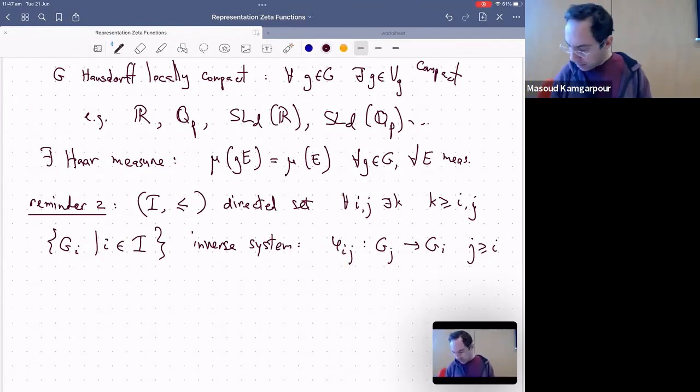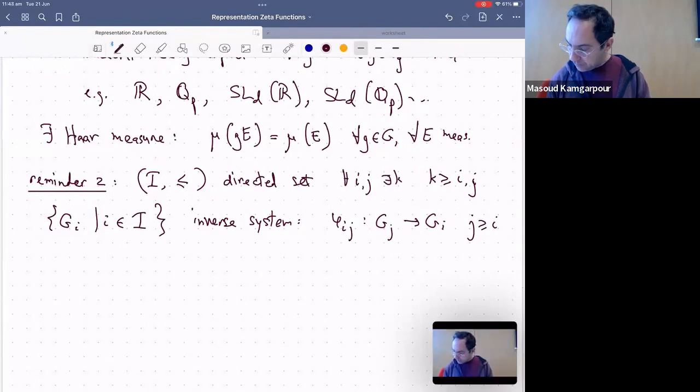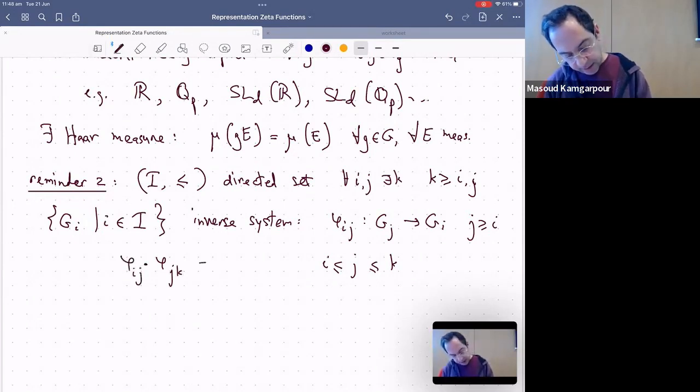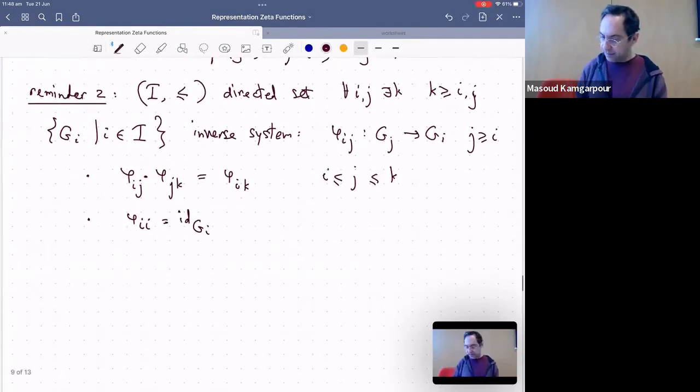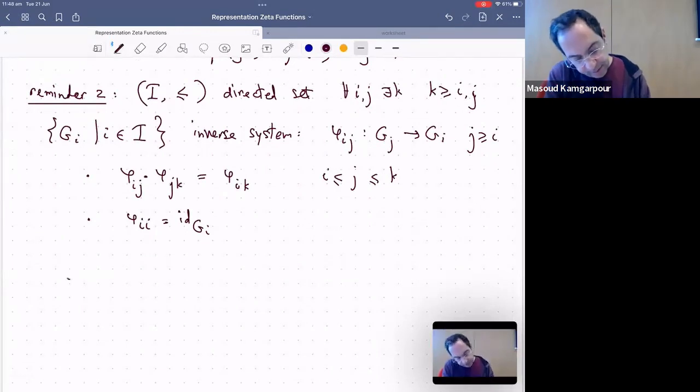I won't have time to tell you much more about that, but I will just finish the definition and give you a few examples. What we want is that whenever i is less or equal to j, less or equal to k, it makes sense to compose phi_kj with phi_ji, and that should be equal to phi_ki. That's one thing that we need, and the other one is that all the phi_ii are the identity maps. Okay, so that's a directed inverse system, and with the inverse system we can form the inverse limit.